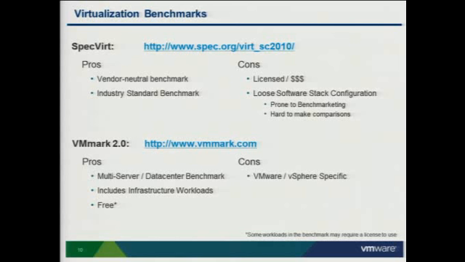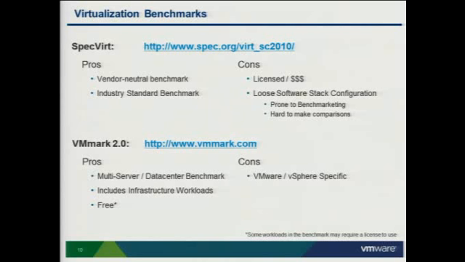Anyway, the cons, however, are it is a licensed product. It's an industry standard benchmark. They make their money that way. And the other big one is that it has a loose software stack configuration. When I mentioned what makes a good benchmark, I kind of alluded to the fact that we wanted it to be a focused benchmark, just what you want to look at. In a loose software stack, what I mean by that is that they allow you to change pretty much any of the workloads. The workloads are specified, but exactly how you get those workloads to run is not.